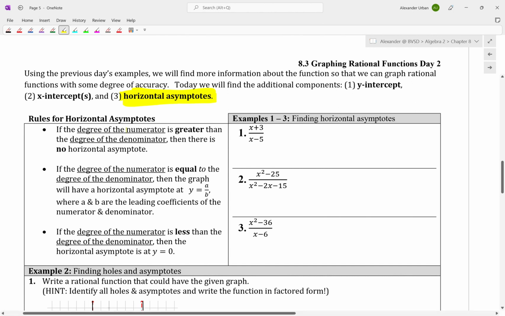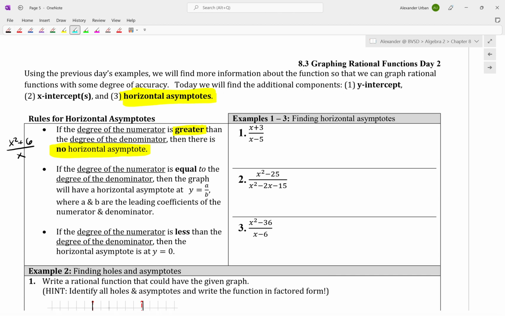If the degree in the numerator, so that means the power of your variable, is greater than the degree in the denominator, there is no horizontal asymptote. Okay, so an example of that is x squared plus 6 divided by x. This is going to have no horizontal asymptote.